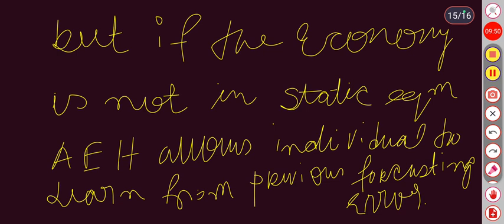But if the economy is not in static equilibrium, adaptive expectation hypothesis allows individuals to learn from previous forecasting error. That means if economy is not static, then individuals learn from the forecasting error.